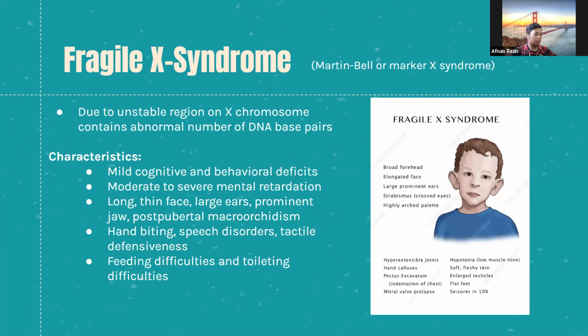What we can observe is the child will have a long, thin face, large ears, and prominent jaw, and also post-pubertal macroorchidism. Post-pubertal macroorchidism is abnormally large testes after puberty. And then hand biting, speech disorders, and tactile defensiveness, and also difficulties in feeding and toileting. So you can see here in the picture there are many symptoms that can present with this syndrome.